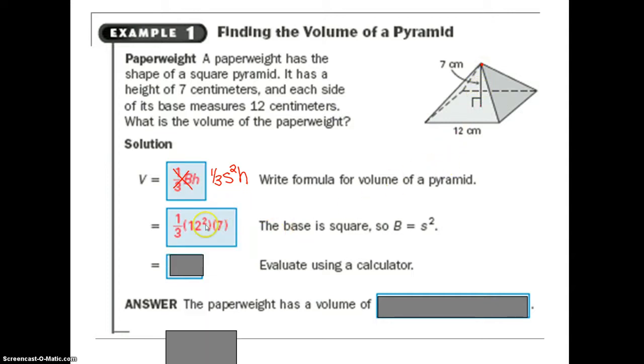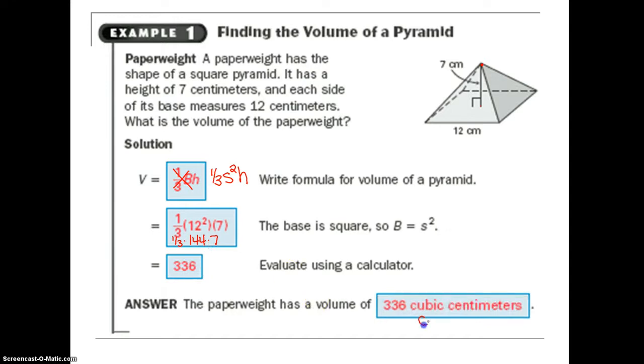Let's plug in what we know. 1/3, side is s, which is 12 squared, times 7. Do the exponent first. So you're taking 12 times 12, 144, then multiply left to right, 1/3 times 144 times 7. Answer is 336 cubic centimeters. Again, you could just put centimeters cubed.